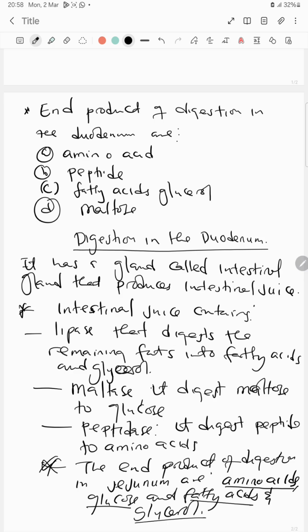So the next thing we need to look at is absorption of the end products of digestion. That's what we need to look at now.